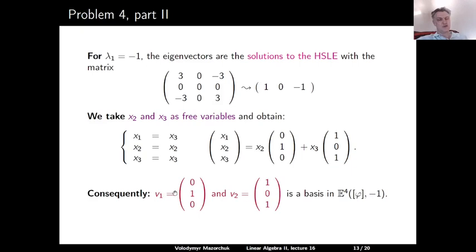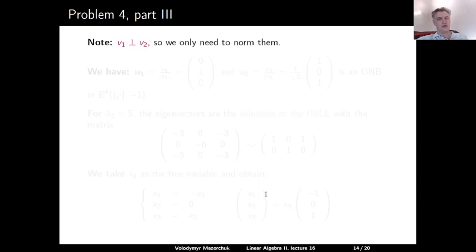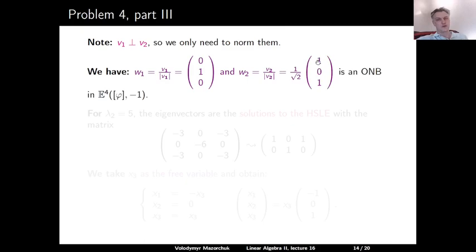Again, observe that these two vectors are orthogonal. We got lucky, so we don't need to make them orthogonal. We only need to make them to be length 1. So we only need to norm them. So we denote by w1 the vector v1 divided by the length of v1, which is 0, 1, 0, because the length of this vector is 1. And w2 is v2 divided by the length of v2. v2 was 1, 0, 1, so w2 will be 1 divided by the square root of 2 times 1, 0, 1. And now the vectors w1 and w2 form an orthonormal basis in the subspace of all eigenvectors for our matrix with eigenvalue minus 1.